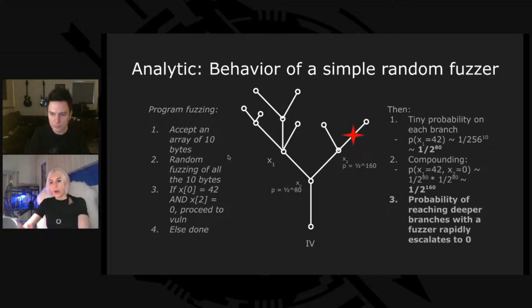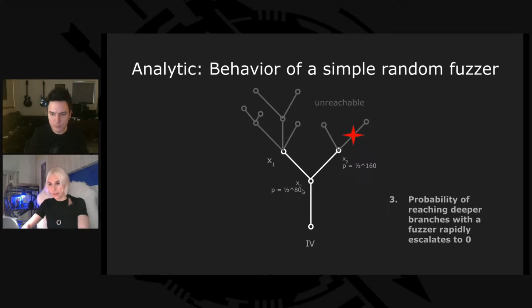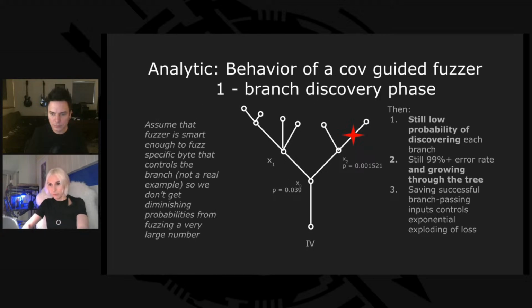And this was the reason why coverage-guided fuzzing was introduced, to solve this problem specifically. So how did it solve it? Let's look at the next picture. Here I'm looking at this model from the perspective of coverage-guided fuzzing in the branch discovery phase. Basically, there are a few things that stand out in this situation. First, there is still a low probability of discovering each branch. In this situation, it is still around 0.039.